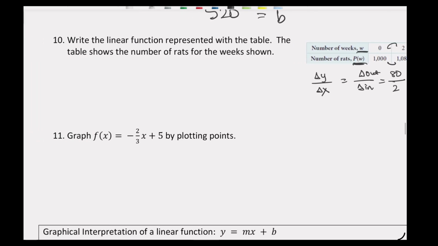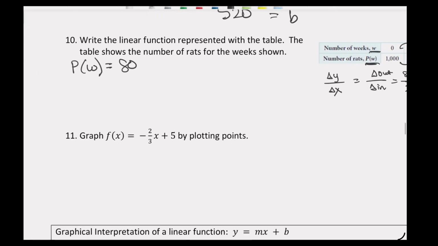So my equation is going to be P of W, and I know that it's 80 rats. No, it's not, it's 40 rats per 1 week, depending on the number of weeks. And the initial value, remember, is the B value hanging on the end, which is 1,000. I'm getting that straight from the table. When the input is 0, the output was 1,000. So there's our function for the number of rats per week.